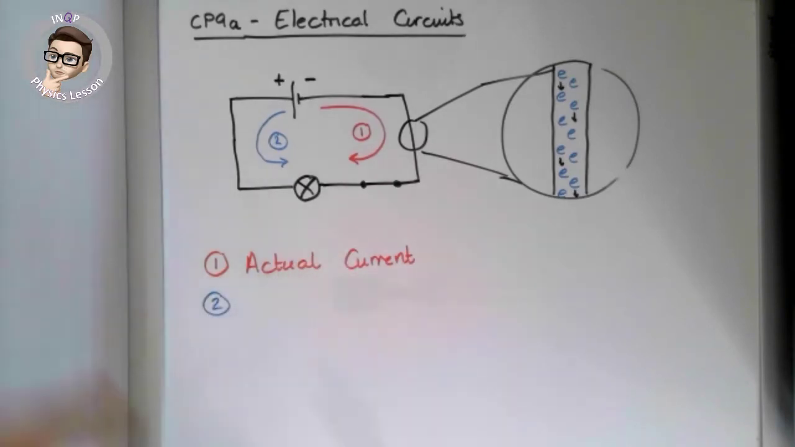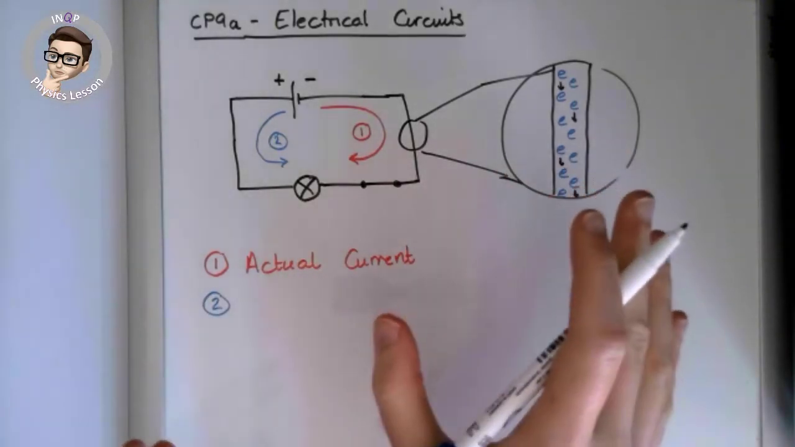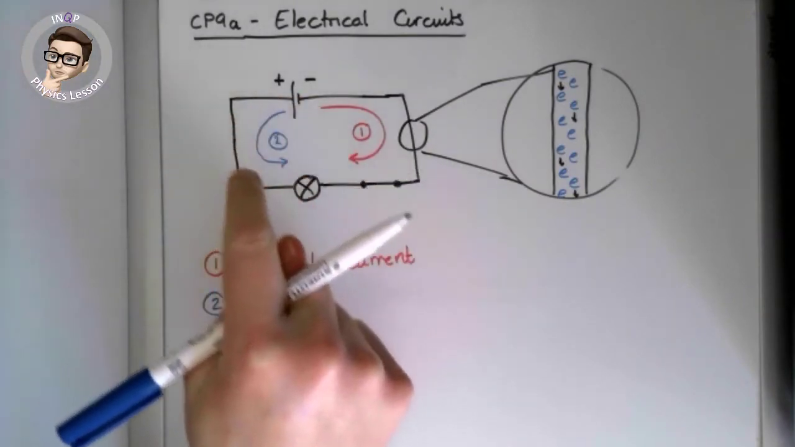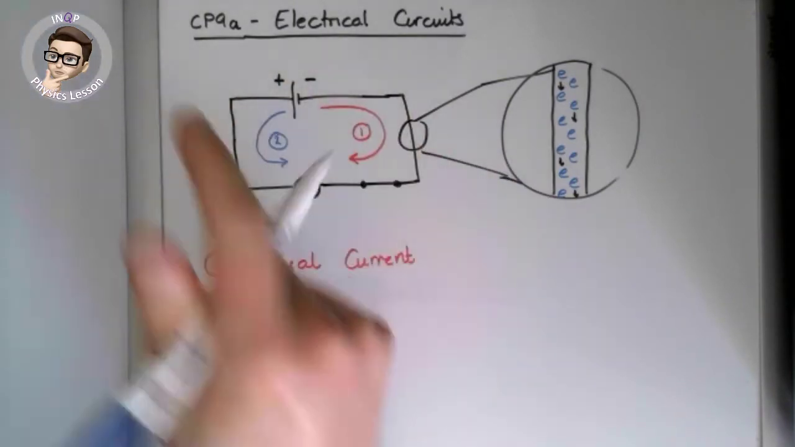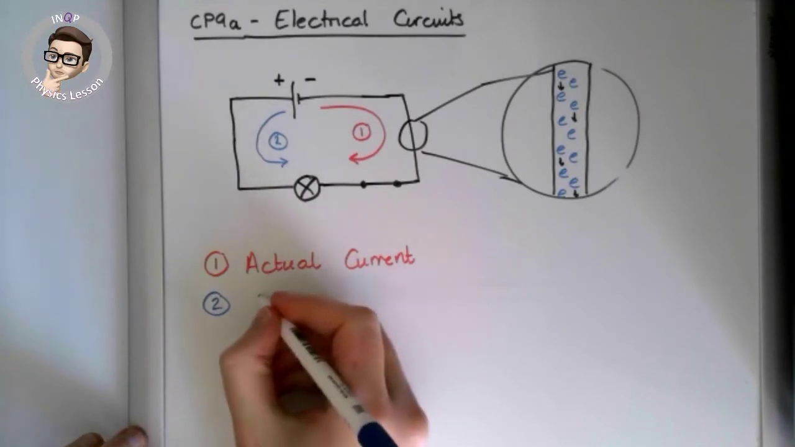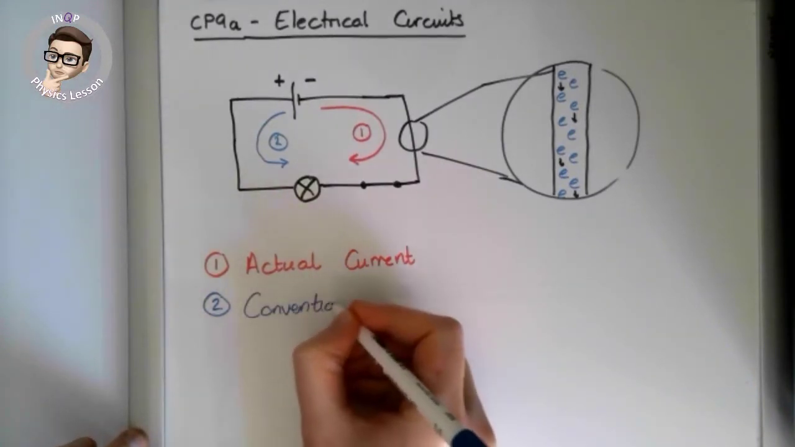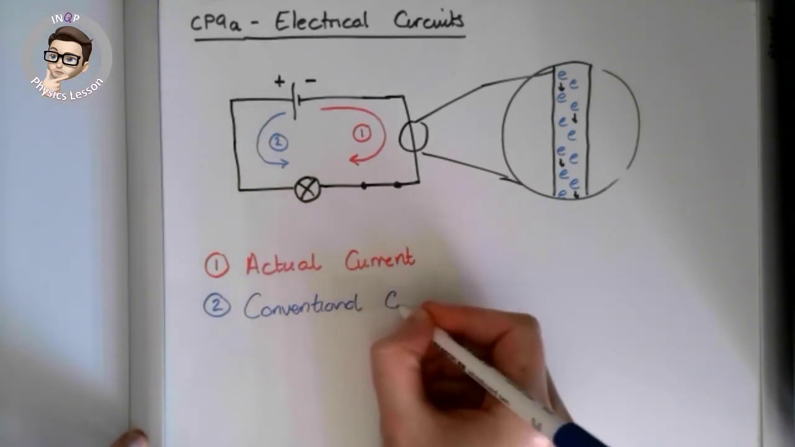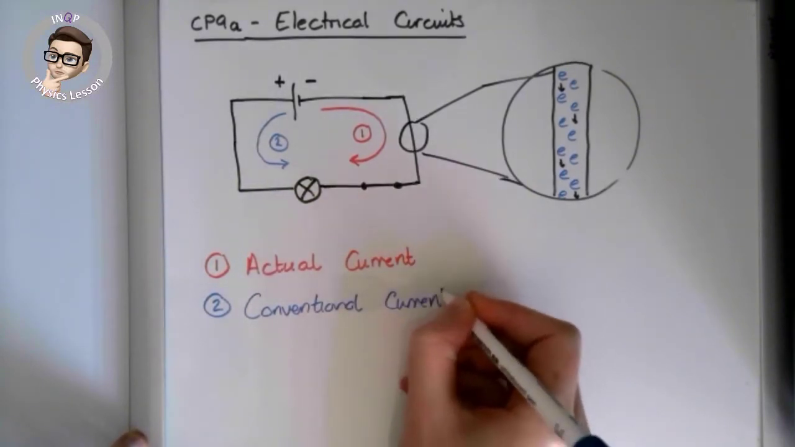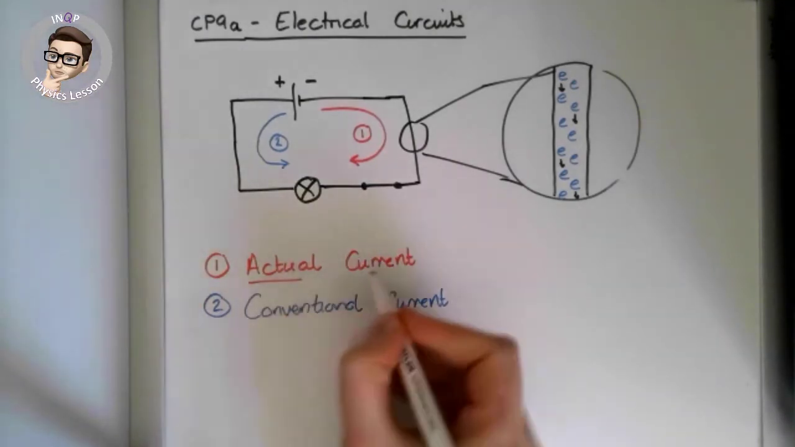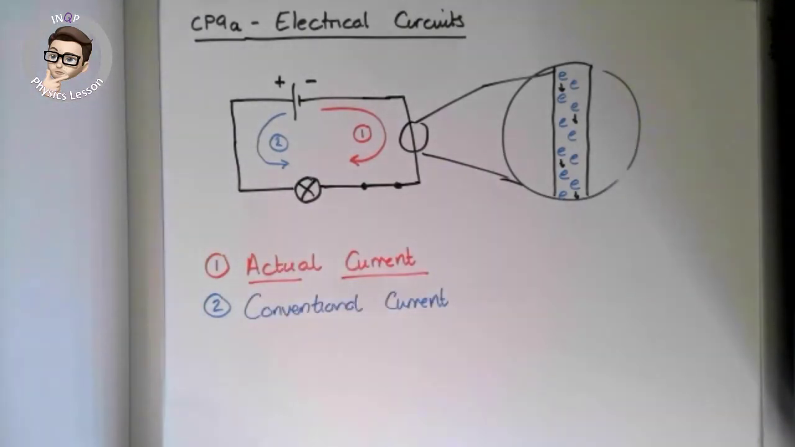We only know it goes the other way because those electrons are negative. But the person who first came up with it believed it would go from positive to negative, so go the opposite way round the circuit, and we call this conventional current. Now, unless I tell you otherwise, we are going to work with actual current, because actual current is really what is happening inside of the circuit.